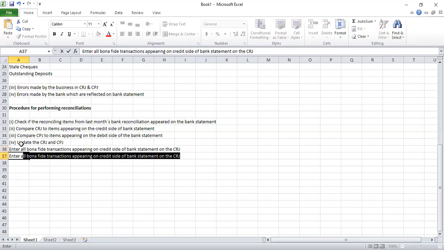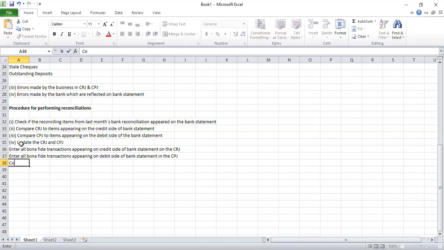Then we enter all bona fide transactions appearing on the debit side of the bank statement in the CPJ. Then we correct errors in CRJ and CPJ. So whilst we are doing that comparison of the bank statement and our books, we are going to see maybe some transactions whereby we made errors. So if we made errors, then we'll have to correct those errors. How we correct them depends on the nature of the error that was made.